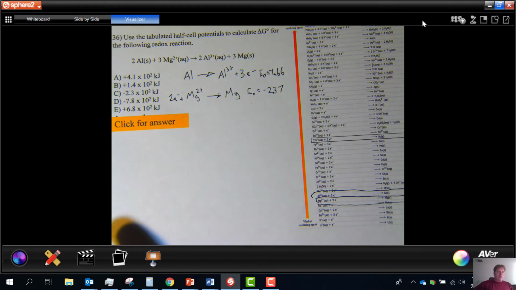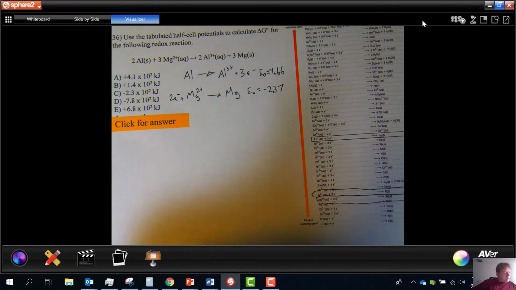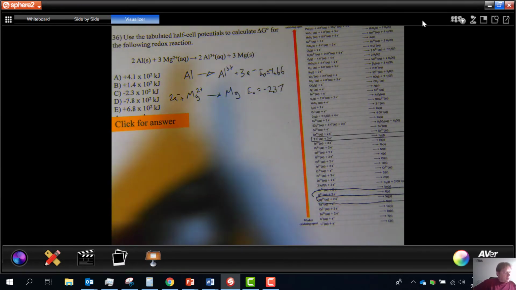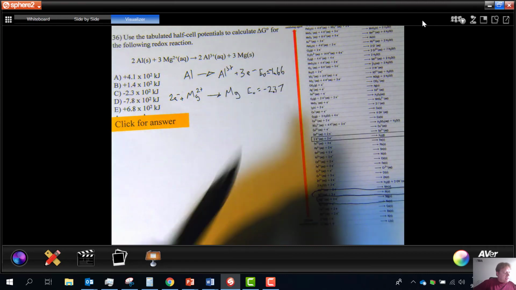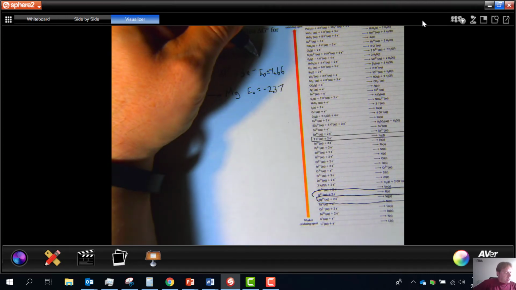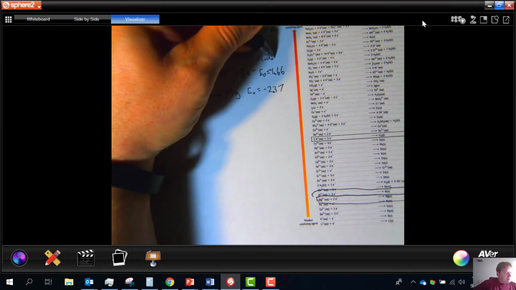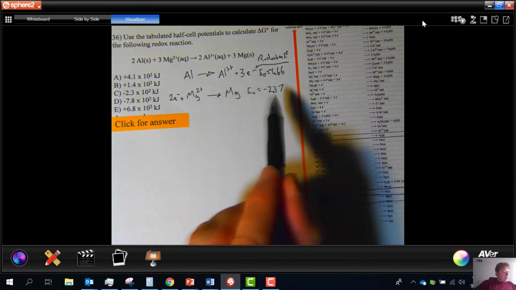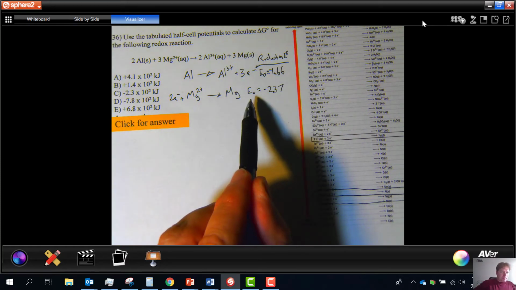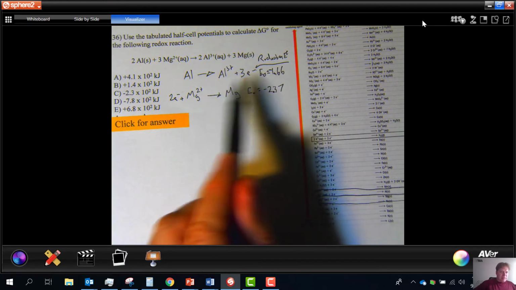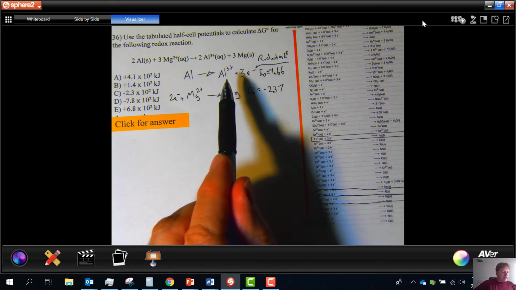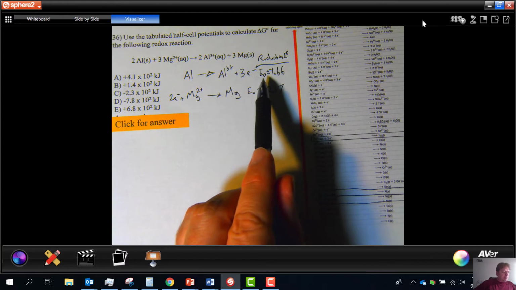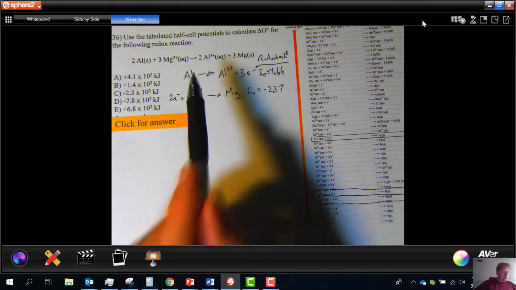And what we want to do, I should be careful how I'm stating this. These are the ones from the table. So I'm going to write reduction potentials there. These are both reduction potentials. This one is the same as what we're doing. This one is different. Okay? So just be aware of that. This one is the same. This one is different because this one is reversed.